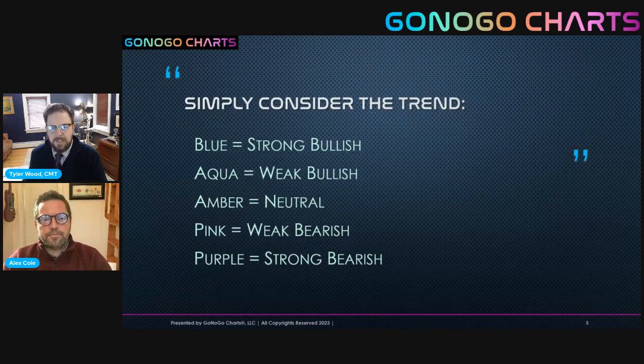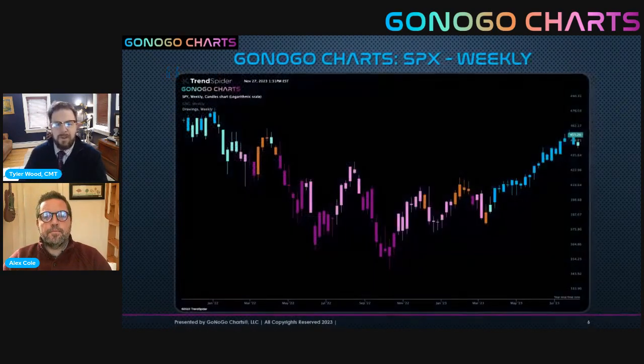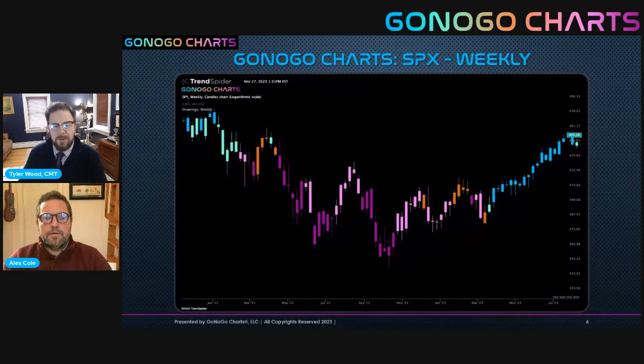So let's look at this in real time. Let's take a look at the S&P 500 on a weekly time frame. So a little longer term view, looking back to the beginning of 2022. We can see that the chart rolls through the colors, right? As the go trends of 2021 come to an end, we cycle through some neutrality and into those purple and pink bearish colors.